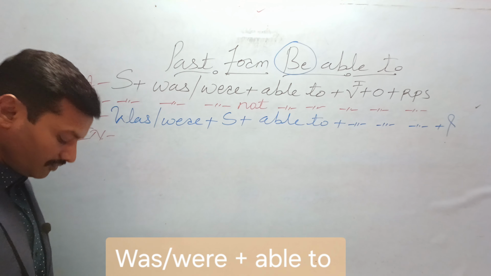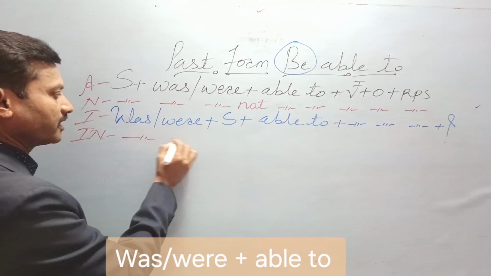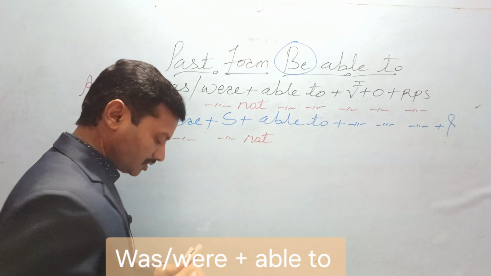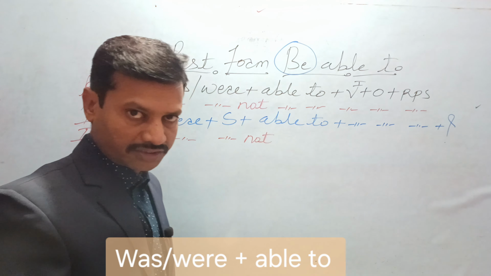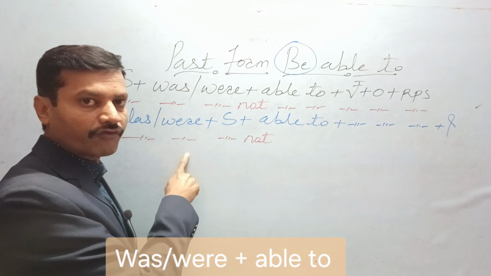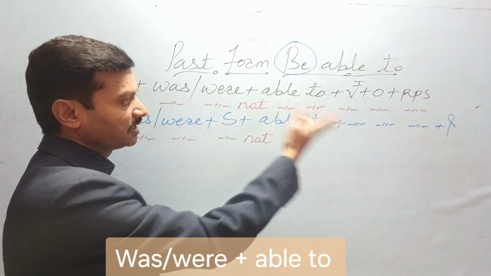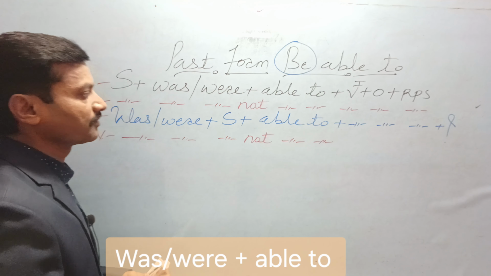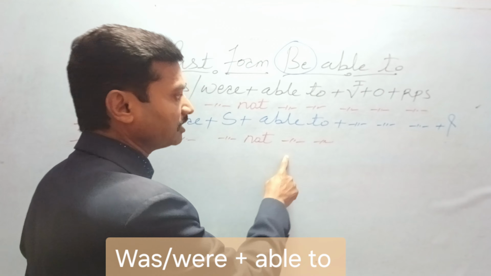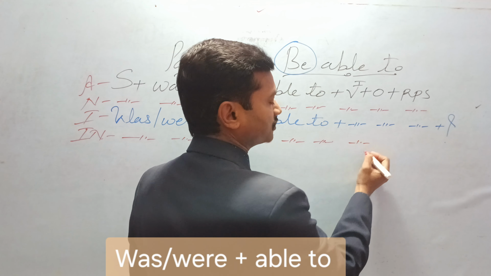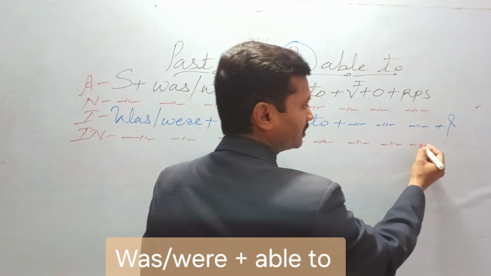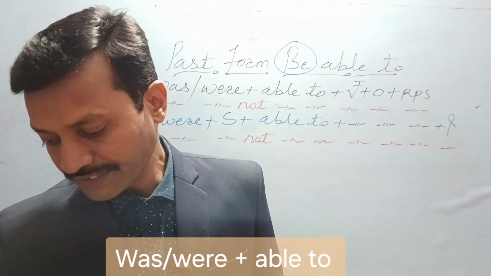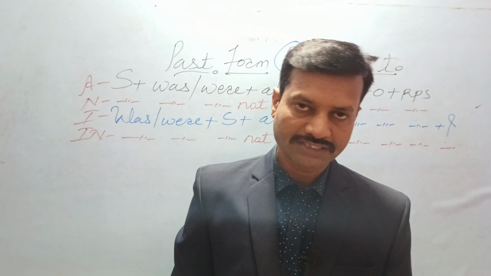Okay, interrogative negative: was or were at the beginning, then subject, after that not. If you want to use not directly, means contraction, wasn't or weren't, you can use it, then subject and then able to. But here I have used expansion. After subject not, then able to, then remaining same. First form of verb plus object plus RPS plus question mark. Okay, I will take 5 examples. You are to make your own examples.